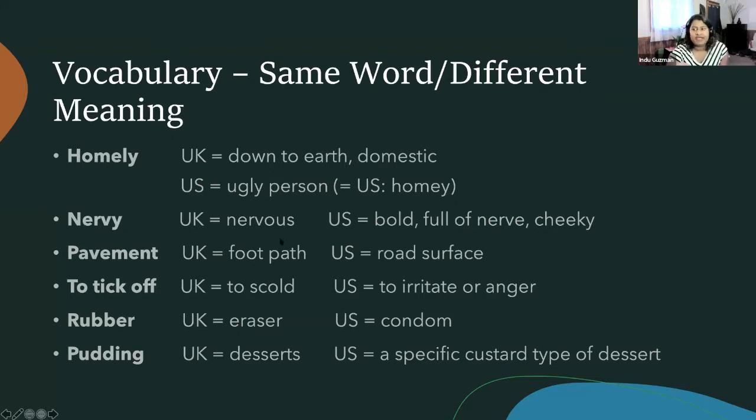So let's talk about vocabulary. The same words, different meaning. Homely in the UK means down to earth or domestic. In the US, if you say homely, it means an ugly person. The US equivalent would be homey. Nervy.